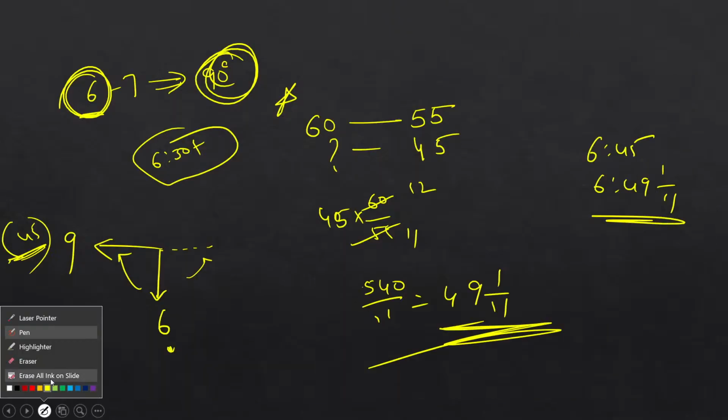See here, the next one is wrong clock. In wrong clock, you are going to have two cases. The first one is gaining case and the second one is losing case. Gaining case in the sense, your faulty watch is going to move faster. Losing case in the sense, your faulty watch is going to run slower.